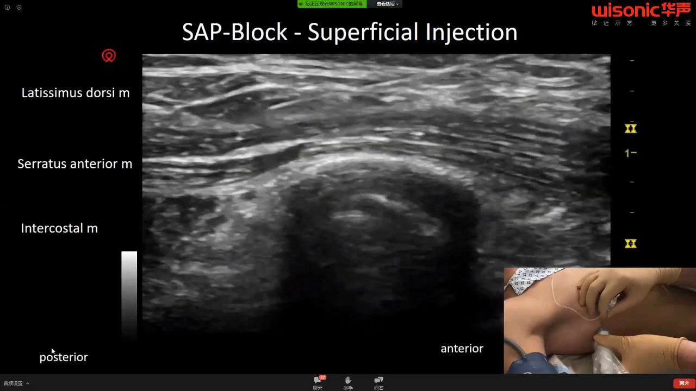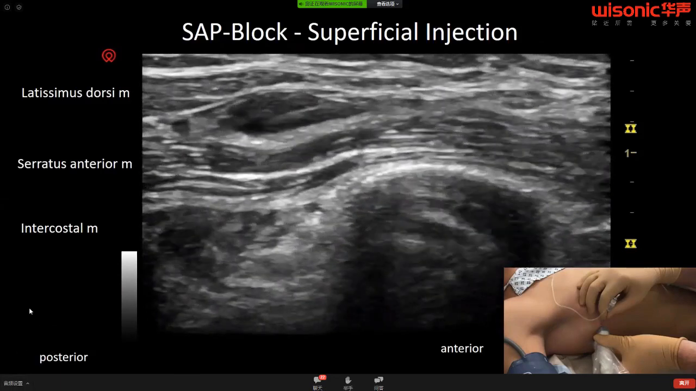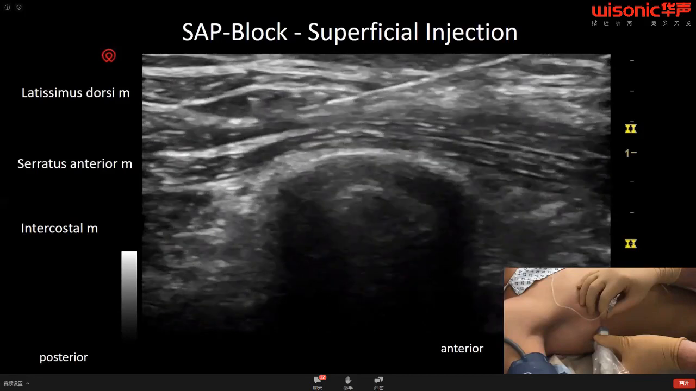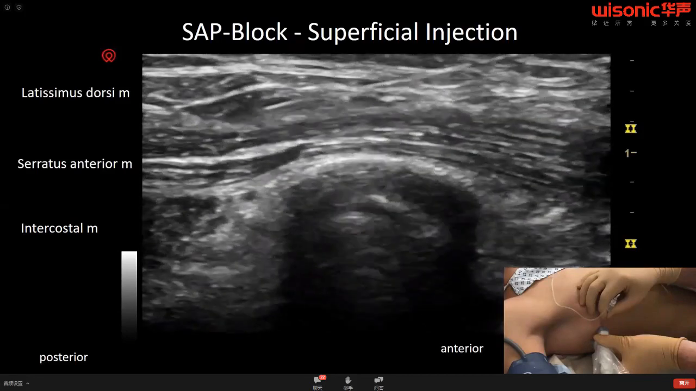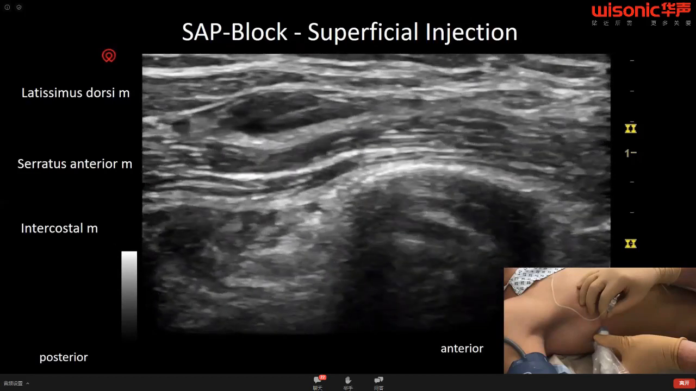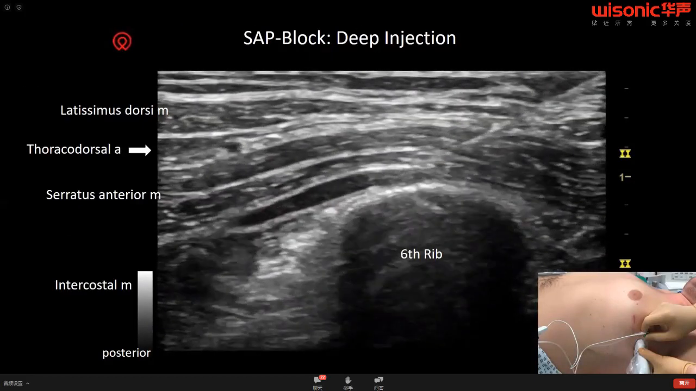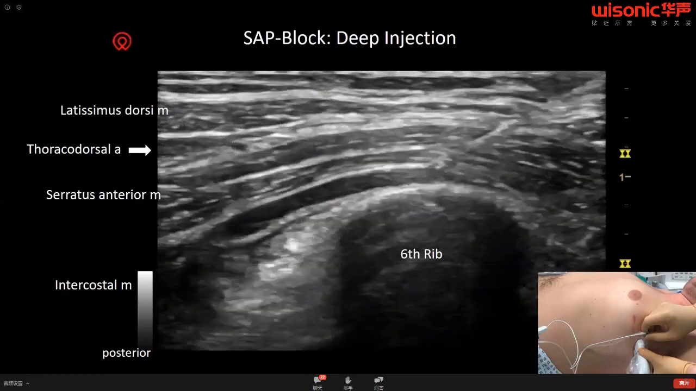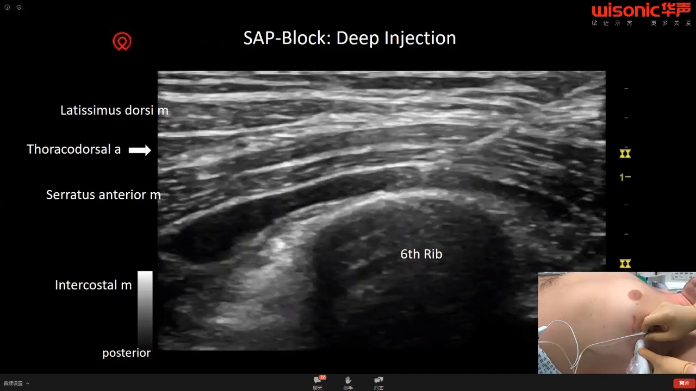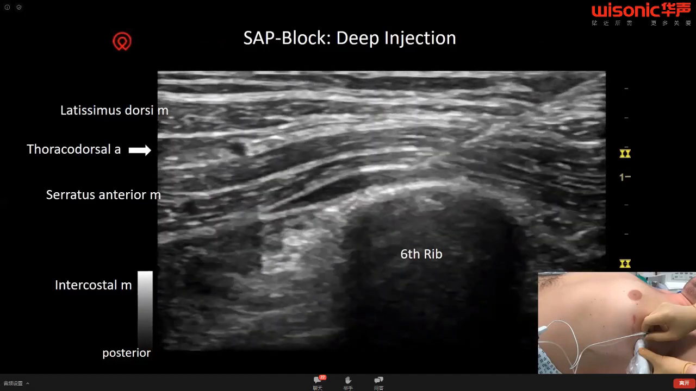You see the latissimus dorsi is lifted up, and on the left side, I show you again, you can see the thoracodorsal artery. After finishing this, you can do a deep SAP block. You can see here how the serratus anterior is lifted up off the sixth rib.